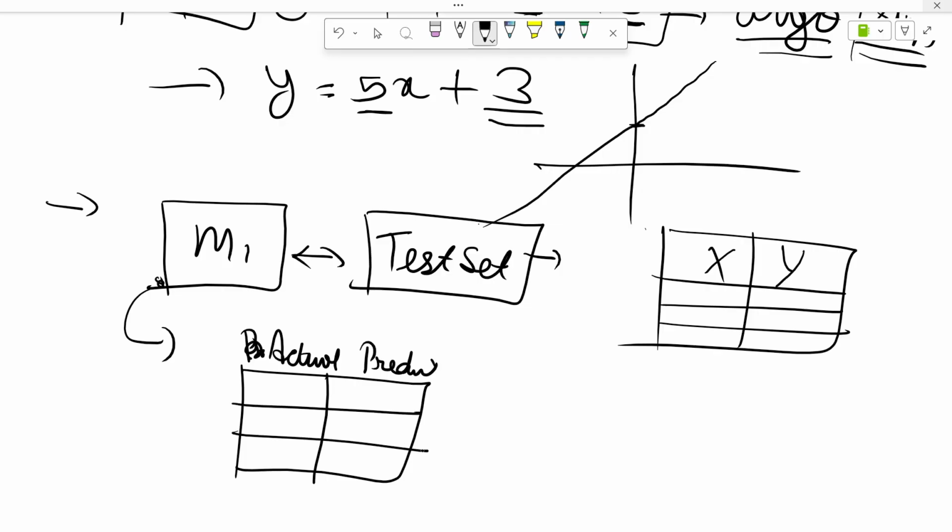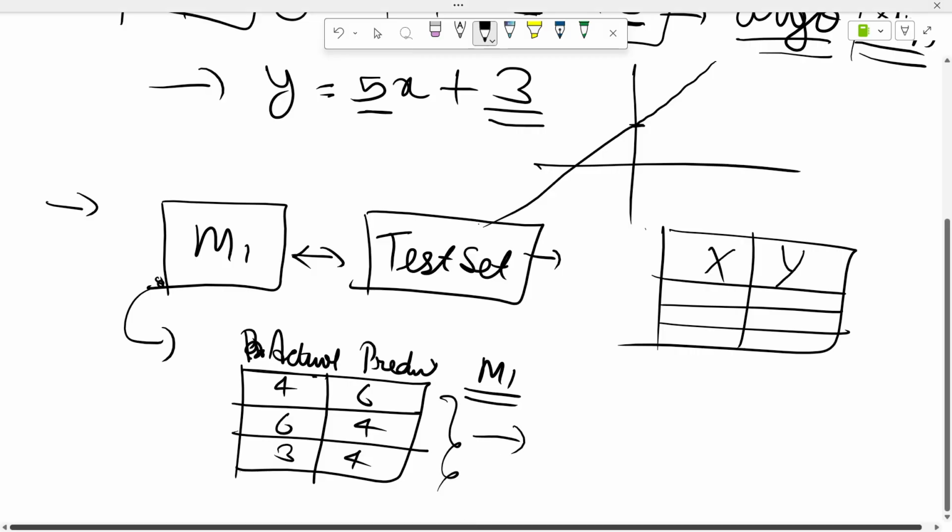Let's say for model M1, whatever you have created. For example, let's say the input is the number of hours you study and the output is the marks you get. Let's say the actual output is 4 and your predicted is 6, the actual value is 6 and you predicted 4, the actual value is 3 and you predicted 4. So how will you figure out the error?